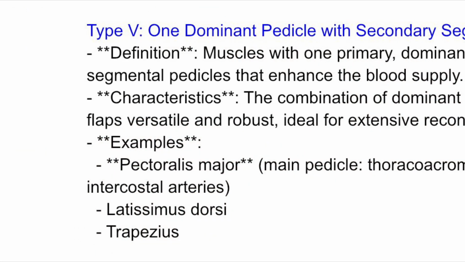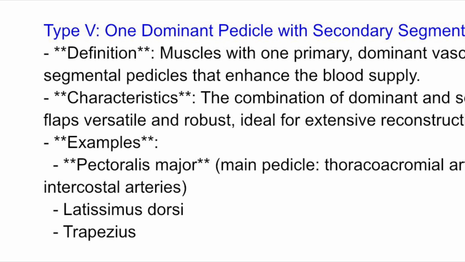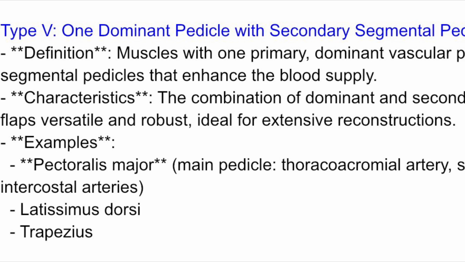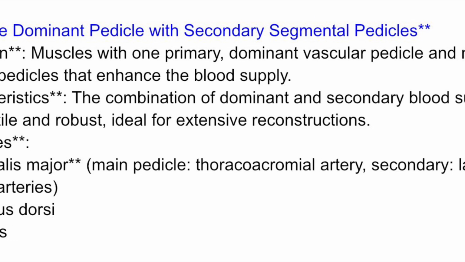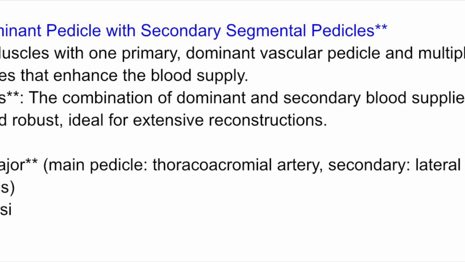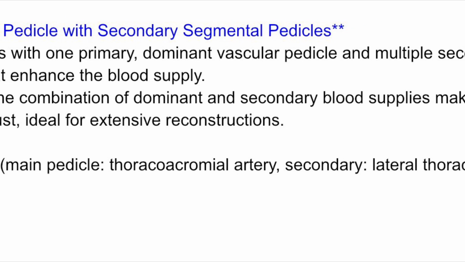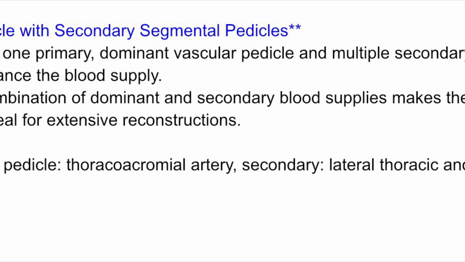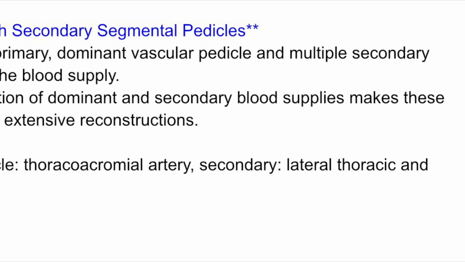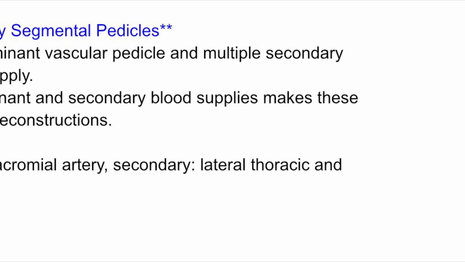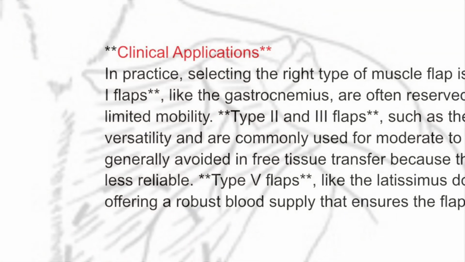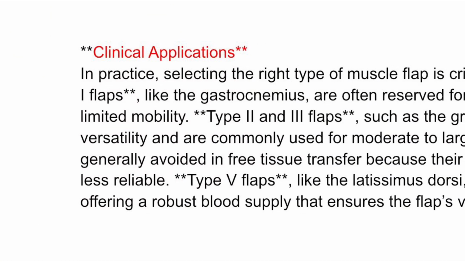Type 5. One dominant pedicle with secondary segmental pedicles. Lastly, type 5 muscles are supplied by a dominant pedicle along with multiple secondary segmental pedicles. This combination makes them especially useful for more complex reconstructions. The pectoralis major and latissimus dorsi are excellent examples, frequently used for large and versatile reconstructions. The multiple blood sources ensure that even if the main pedicle is compromised, the secondary pedicles can support the flap's survival.